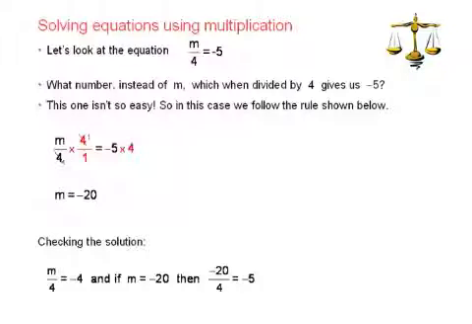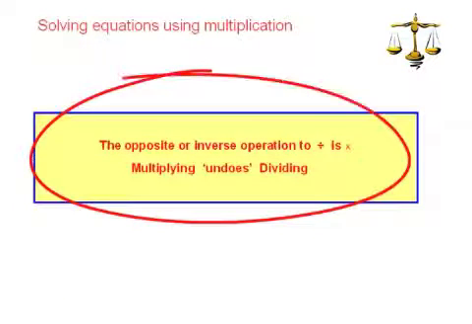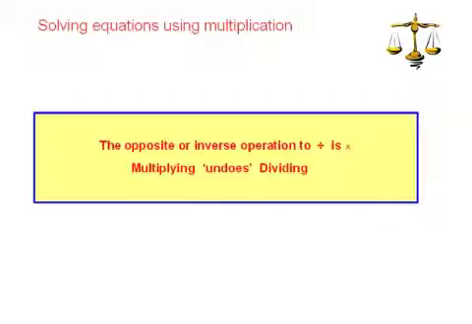What we're doing here is multiplying both sides by 4. So m over 4 times 4 over 1, notice how the 4's cancel, is equal to minus 5 times 4 over 1, or 4. In other words, minus 5 times 4 is minus 20. So let's check the solution. If the answer is minus 20, then minus 20 divided by 4 is equal to minus 5. So the rule here for multiplication is that the opposite or inverse operation to division is multiplication. Multiplying undoes dividing.